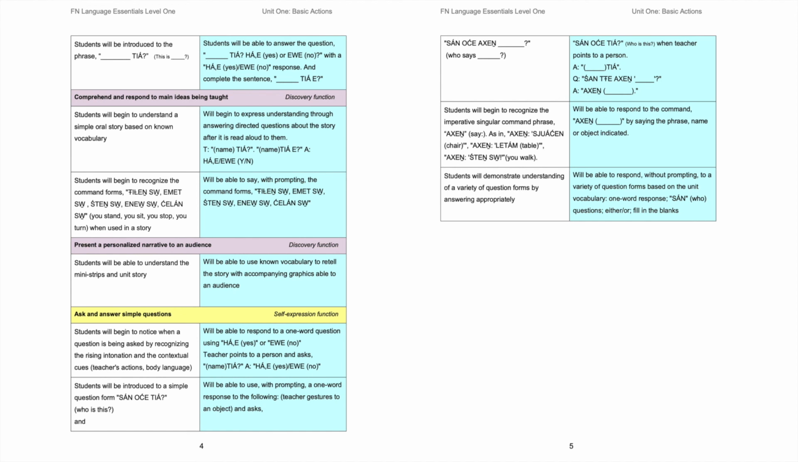So that is it for the learning outcomes of Unit 1. I hope this has helped you.